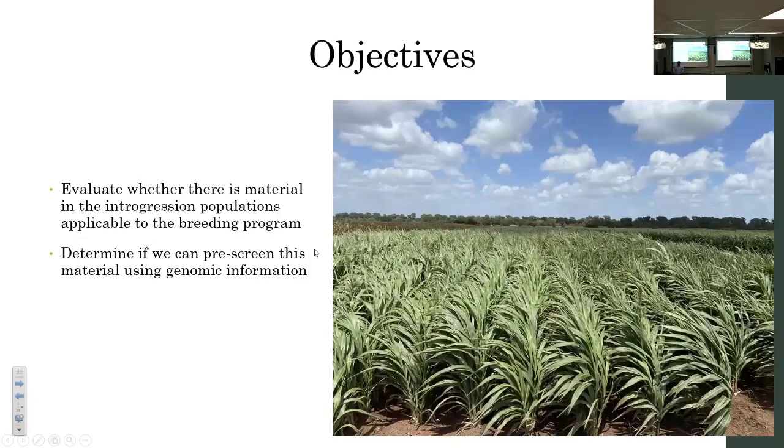So moving on, that leads us to the objectives of this study. We need to start evaluating some of this material and determine whether, within these introgression populations, we have material that's applicable and relevant to a US breeding program. Are there things in here that are worth going after? After that, we have 3,000 some lines. Logistically, we can't evaluate all that material in hybrid combinations anytime soon. It's going to take a long time. So we need to determine if there's a way that we can start pre-screening this material using genomic information in some way.